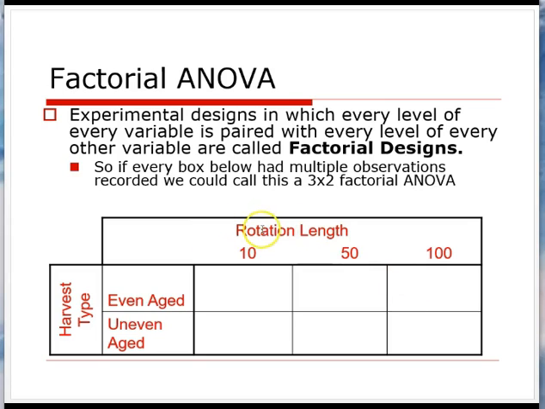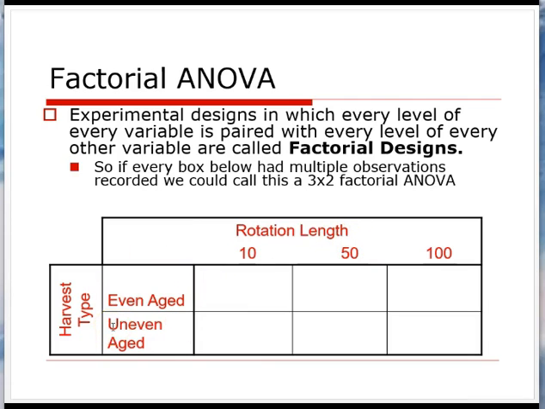And so by adding in a second treatment variable, a second grouping variable for rotation length, where we're looking very soon after the treatment, about 50 years out from treatment, and then again about 100 years out from treatment, we can not only test whether or not there's differences in even age and uneven age harvest types, but we can also see if there's differences over time. And this is the really fun part about the factorial design. We can also look and see if there's an interaction between rotation length and harvest type.